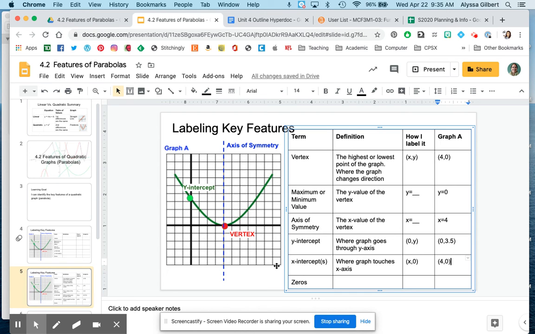Okay. Zeros are the same as x-intercepts. So that's again going to be in the form x comma 0. Now you can imagine if I move this parabola down, it's going to go through the x-axis twice. So you might have 2 x-intercepts. Or if I move it up, it might not go through the x-axis at all. So you might have 0. So just know that you could have 1, 2, or 0 x-intercepts. So in this case, it's going to be the exact same as above.